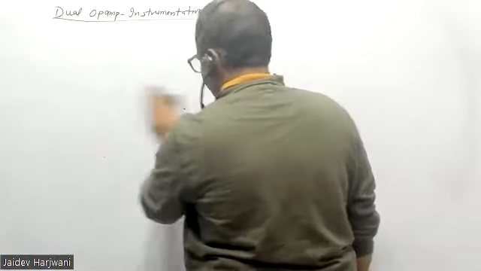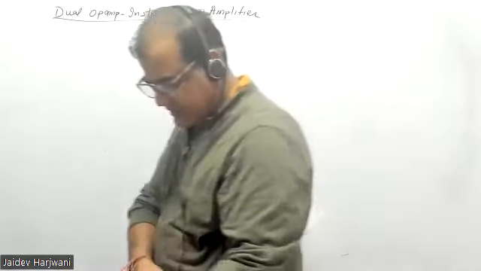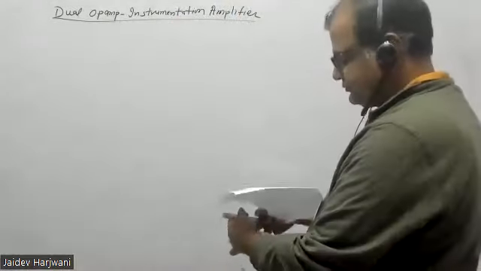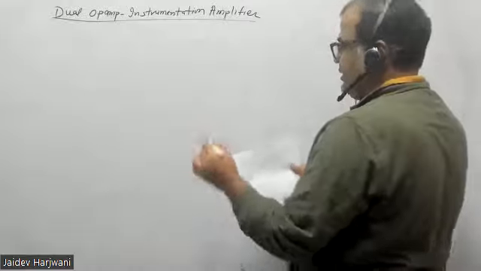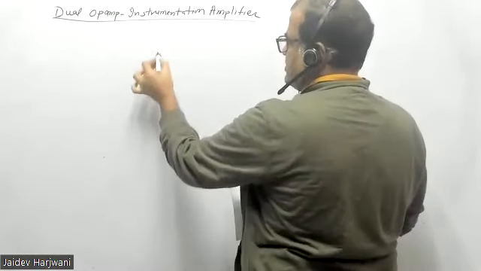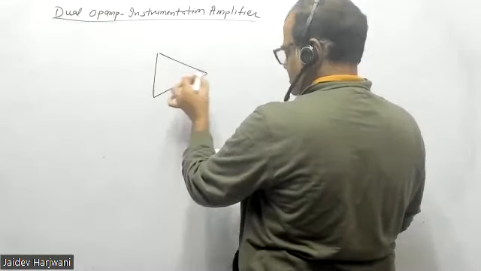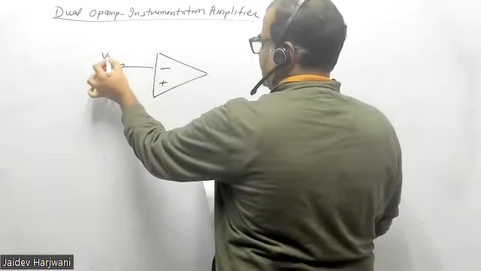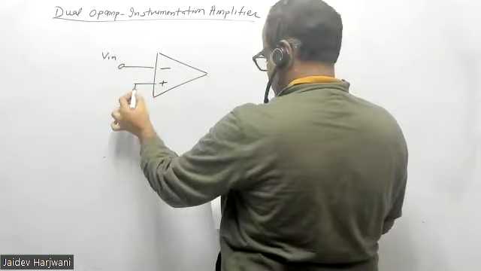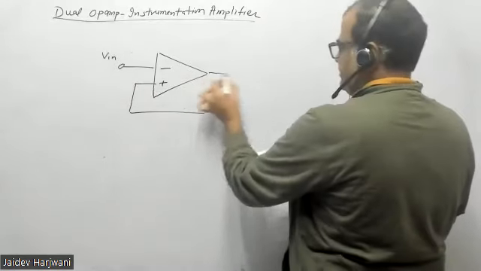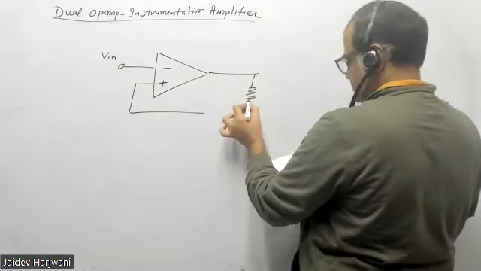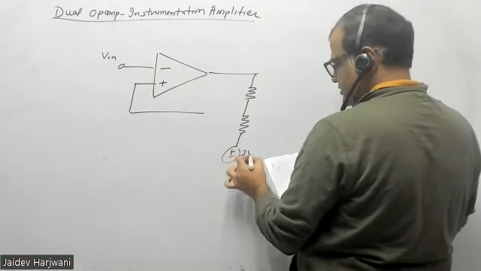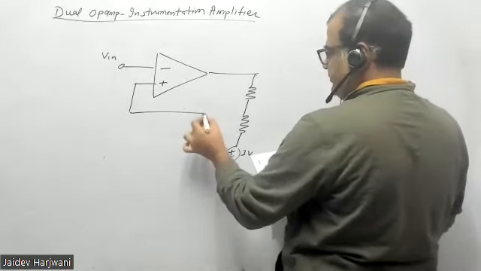Now, yesterday we were doing one problem. We'll complete that one and then we will go to the next topic. Yesterday I gave you this problem. Minus, plus, here was V input and here there was a circuit, plus minus 3 volt.